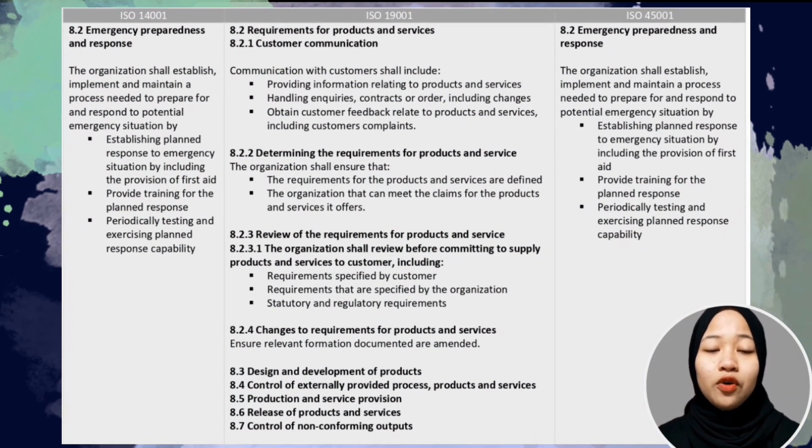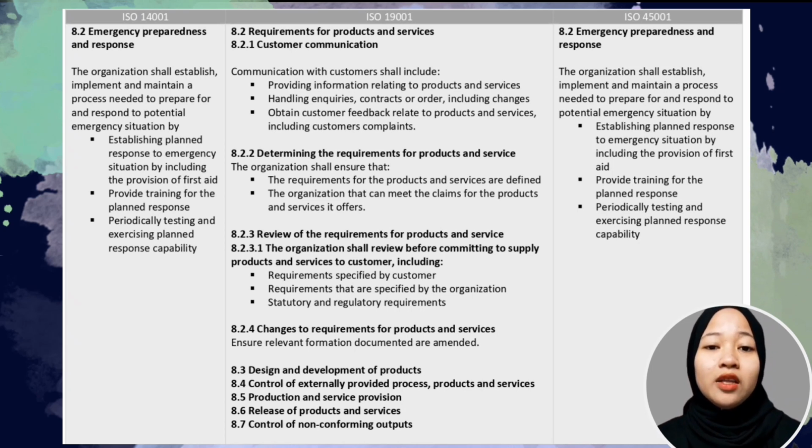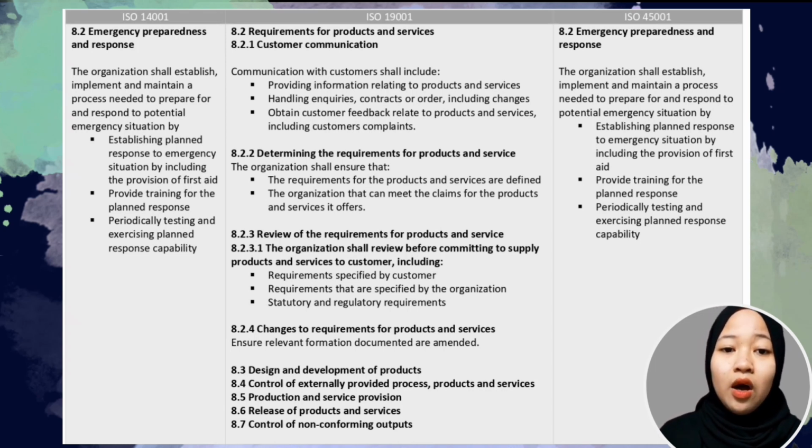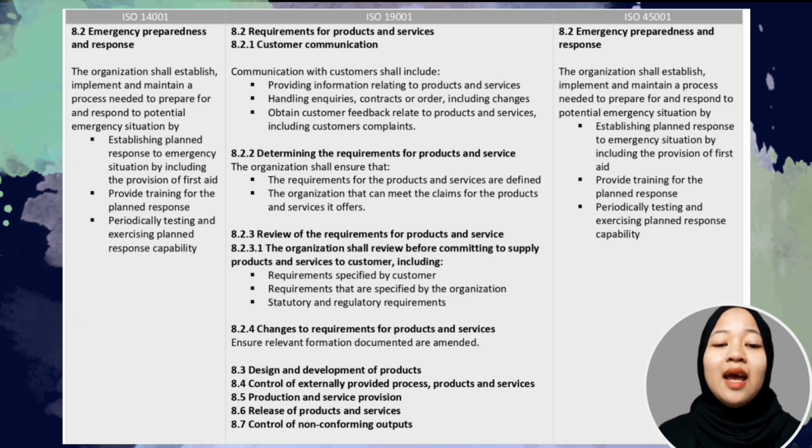For 8.2, which is Emergency Preparedness and Response, ISO 14001 and ISO 45001 have the same content, which is that the organization shall establish, implement and maintain a process needed to prepare for and respond to potential emergency situations, first by establishing a planned response to emergency situations including the provision of first aid. Next, providing training for the planned response, and lastly, periodically testing and exercising the planned response capability.